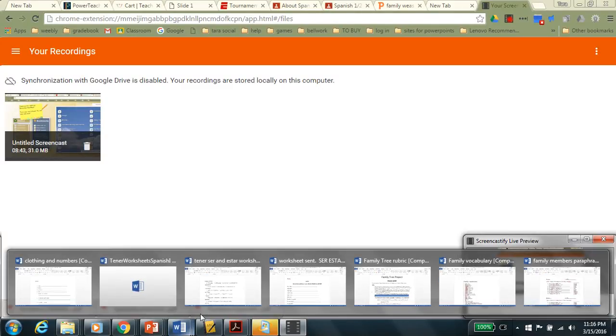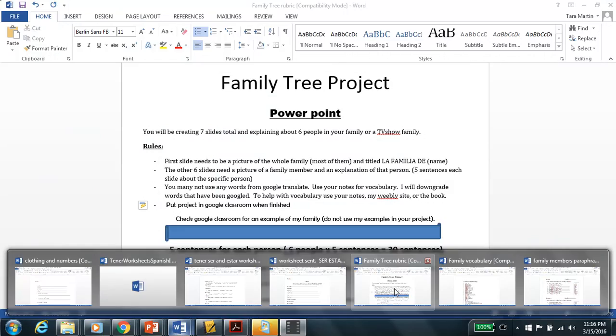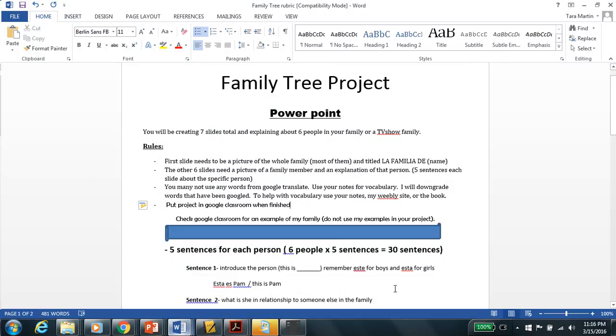I am going to explain today how your family tree project is going to go. If you have not gotten this sheet of paper that you see in front of you, which is the family tree project PowerPoint, then go ahead and pause the video and get one from your sub. All right, if you already have it, perfect. We can move on. So your family tree project goes like this.